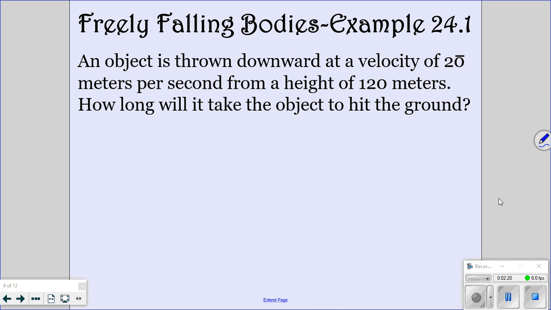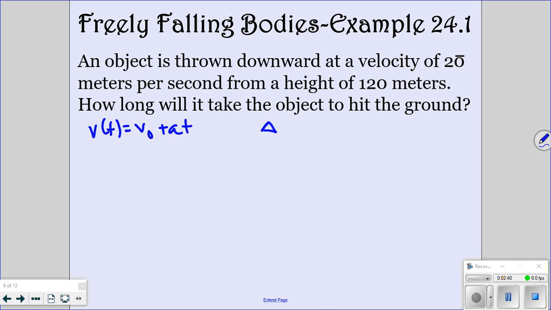All right, so let's look at this example. We have an object thrown downward at a velocity of 20 meters per second from a height of 120. How long will it take to hit the ground? So we're going to plug into both of our formulas. So we have V of t equals V sub O plus AT.